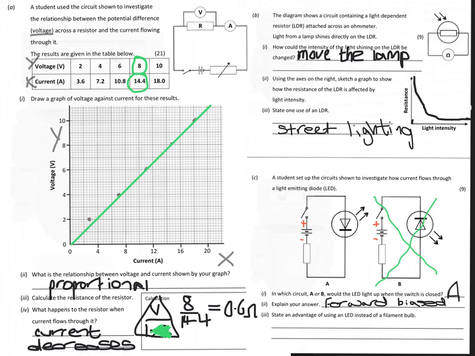And the last part then, it says state an advantage of using an LED instead of a filament bulb. So LEDs use less current, they're cheaper and they're more efficient. So any one of those three will give you your 3 marks.